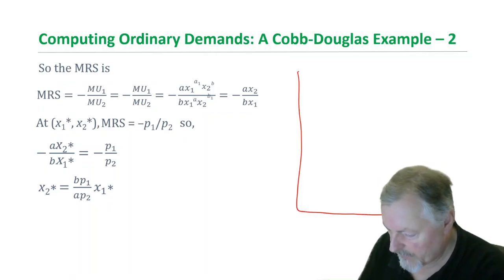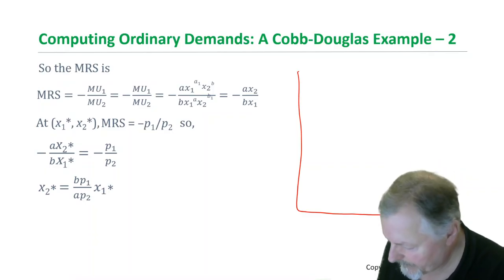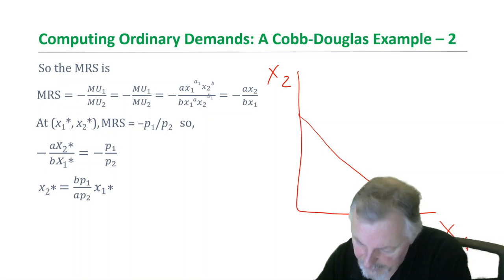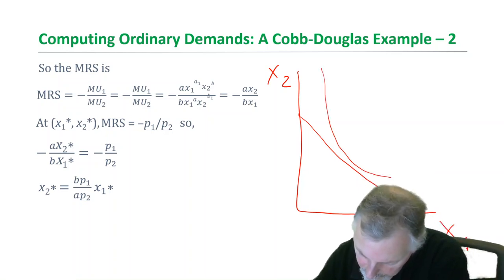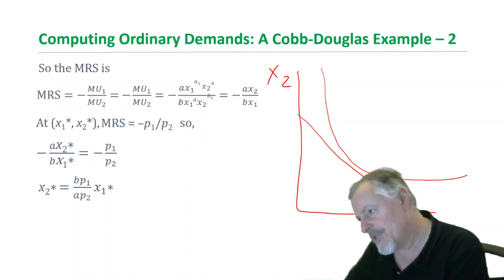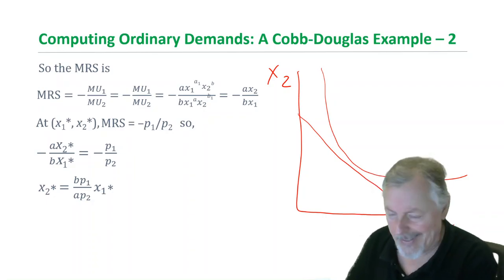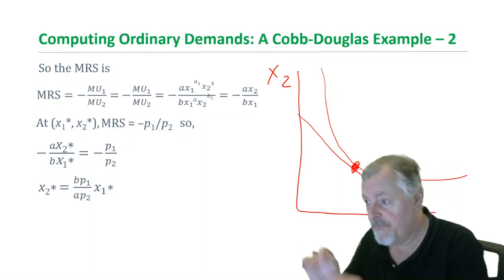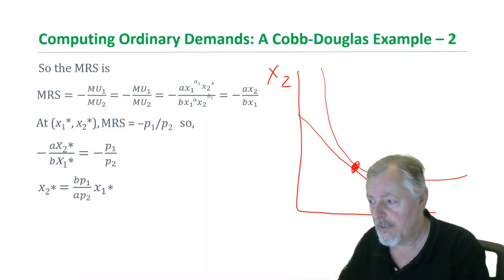This is the quantity of X1. I can draw. This is the quantity of X2. Here's a budget constraint. And there's an indifference curve. Let's just assume that those touch because I draw badly. Okay. Now we know visually that's the consumption bundle the person will choose.